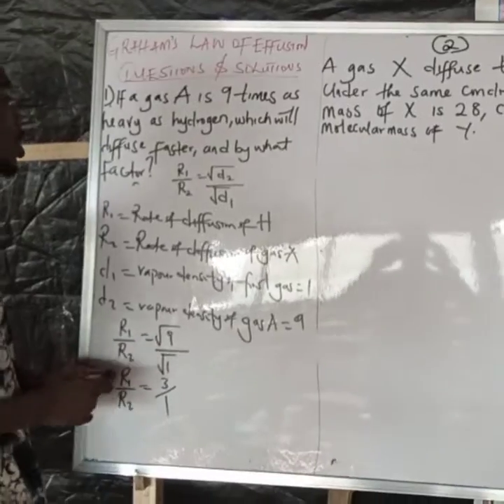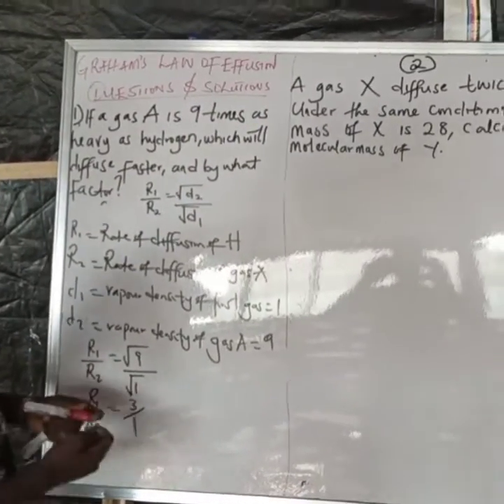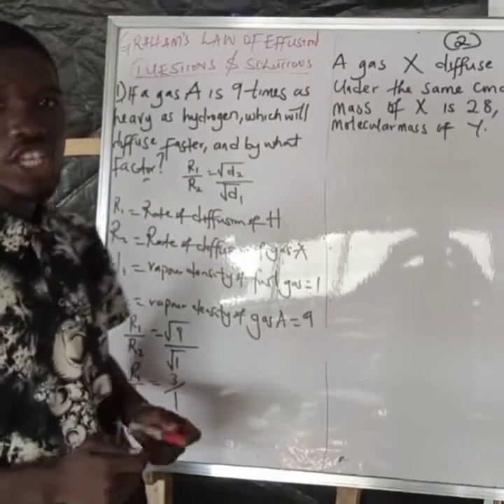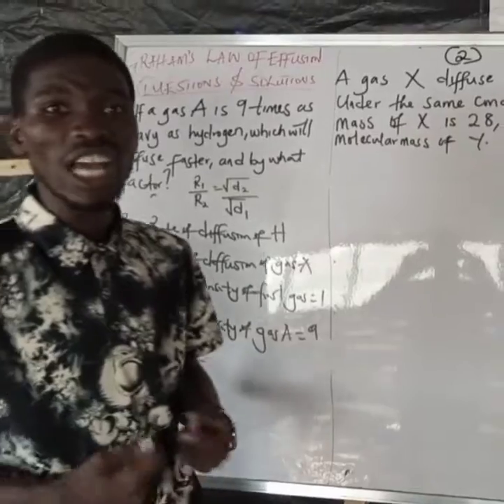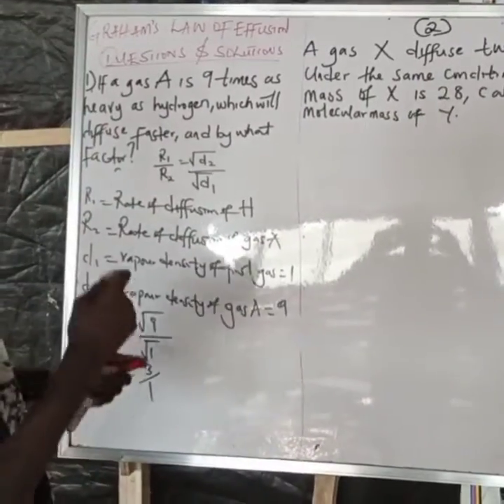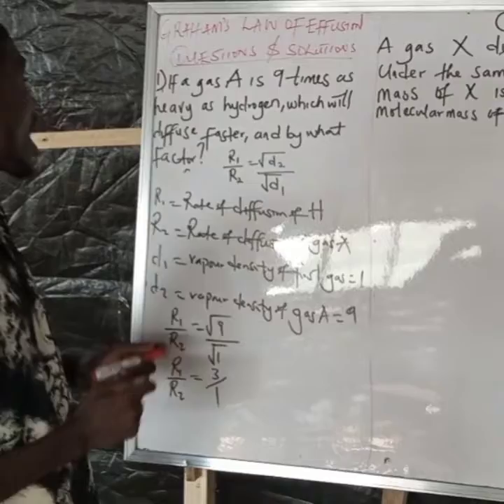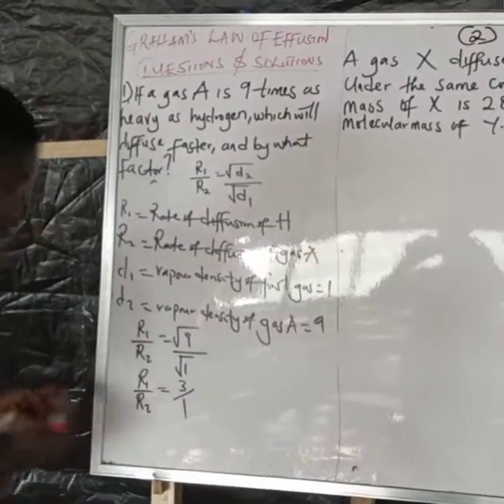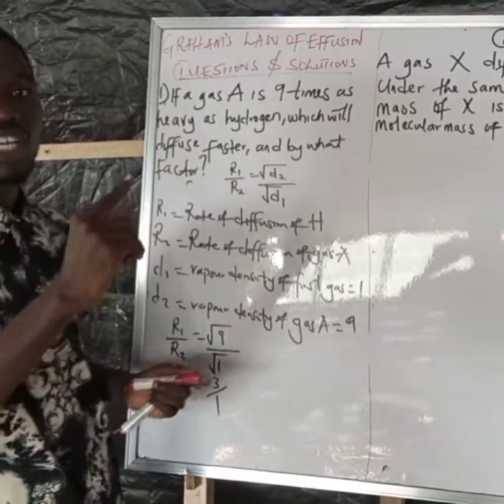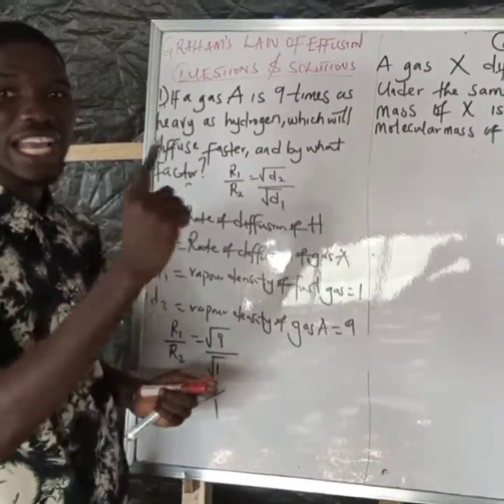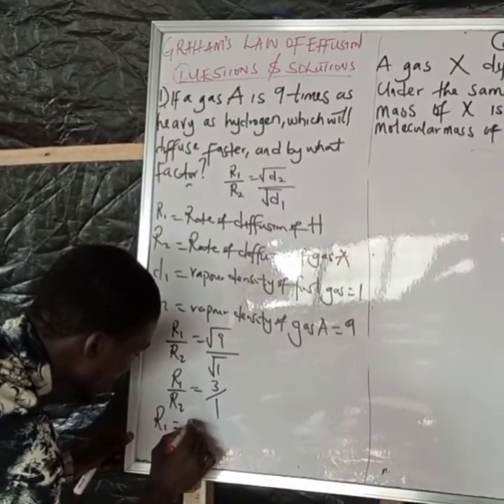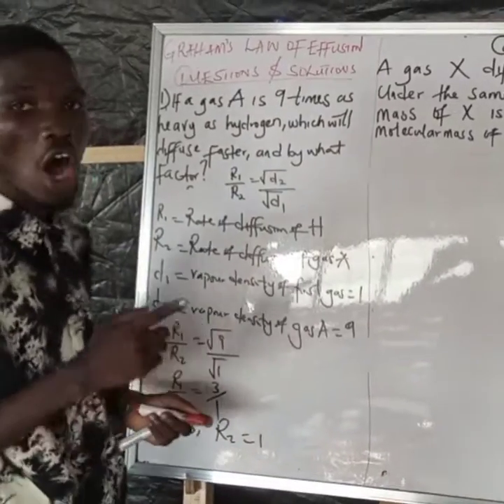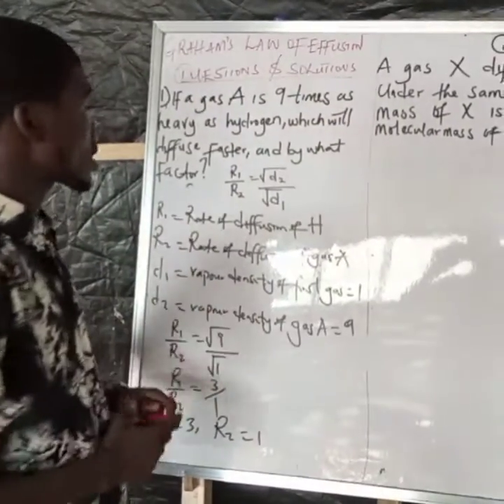And according to the question, we have to solve which diffuses faster and by what factor. The gas A is unknown, so hydrogen diffuses faster than gas A. The second one is by what factor. The factor is, when you cross multiply, you give the rate of the first gas the highest value. So we have R1 is equal to 3, while R2 is equal to 1. So by a factor of 3. That is it for the first question.